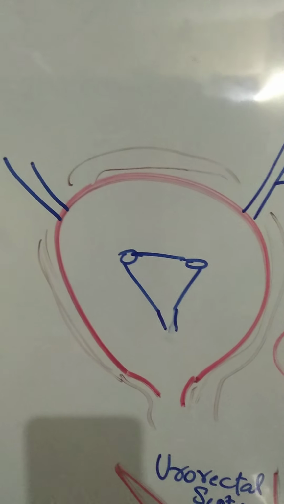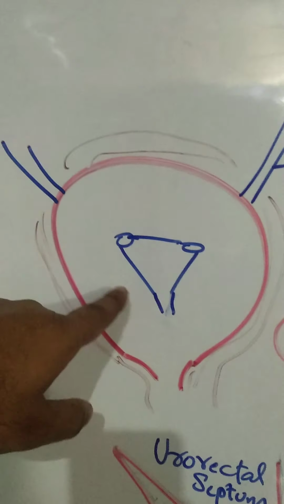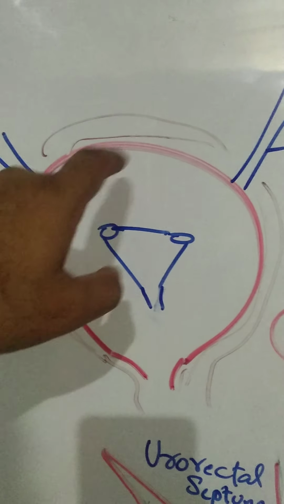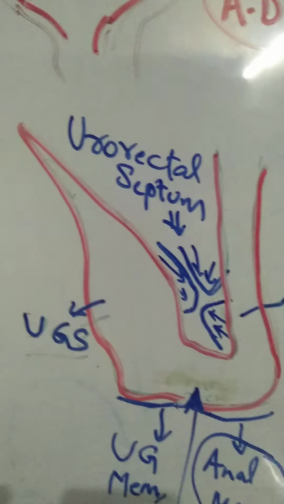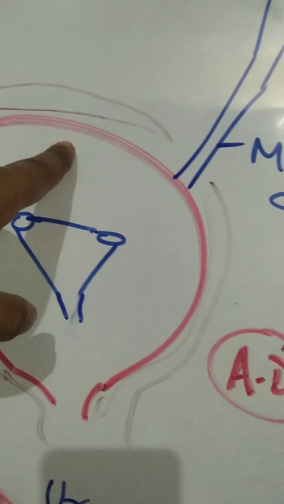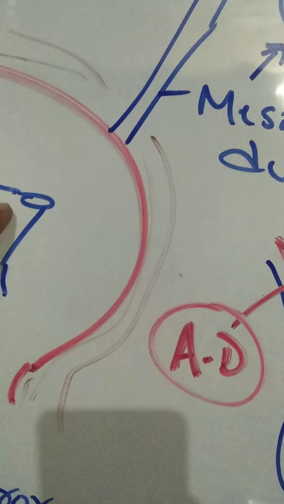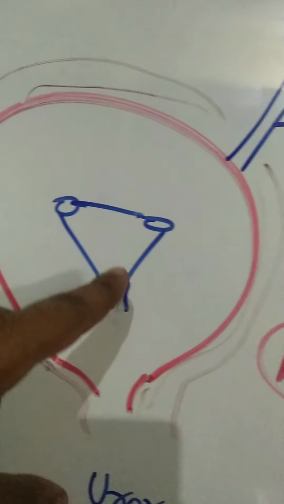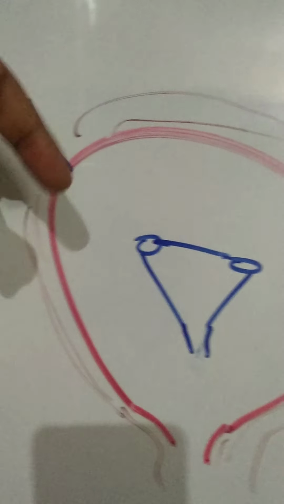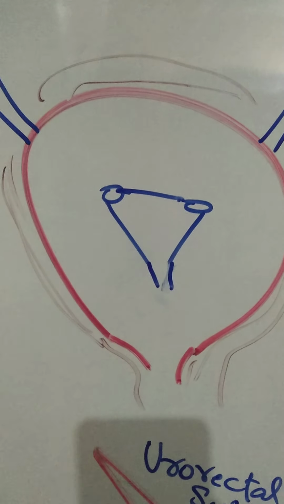So, in summary, the entire mucosa of the urinary bladder is developed from the endoderm of the urogenital sinus, which is a part of the endodermal cloaca, except the apex of the urinary bladder. The mucosa of the apex is developed from the allantoic diverticulum, and the trigone of the urinary bladder is developed from incorporation of the mesonephric ducts. Okay, that is about the mucosa.